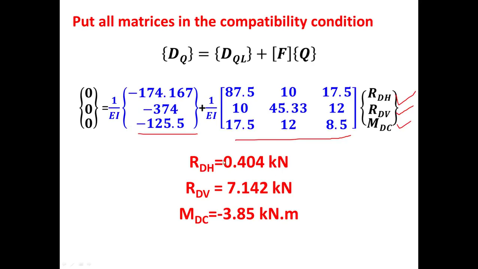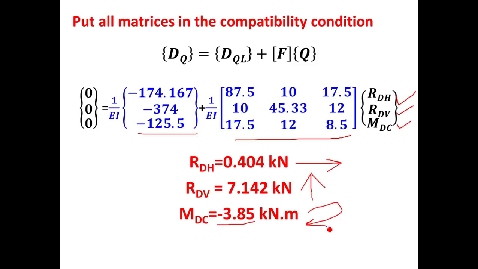Remember, your positive answer of RDH represents that your horizontal reaction at D is towards the right. This is plus. RDV is also plus, which means the reaction is vertical. And the moment is minus 3.85. It means it is clockwise. Okay. So these are the final three reactions at support D.